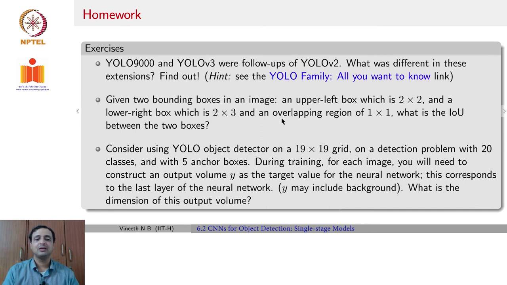To understand YOLO better, consider using YOLO on a 19 cross 19 grid on a detection problem with 20 classes and 5 anchor boxes. During training, you have to construct an output volume Y as the target value for the neural network. What would be the dimension of this output volume? Remember that in YOLO we said S cross S into (5B plus C). Try to use that formula here to find out what should be the output volume for this particular YOLO object detector.